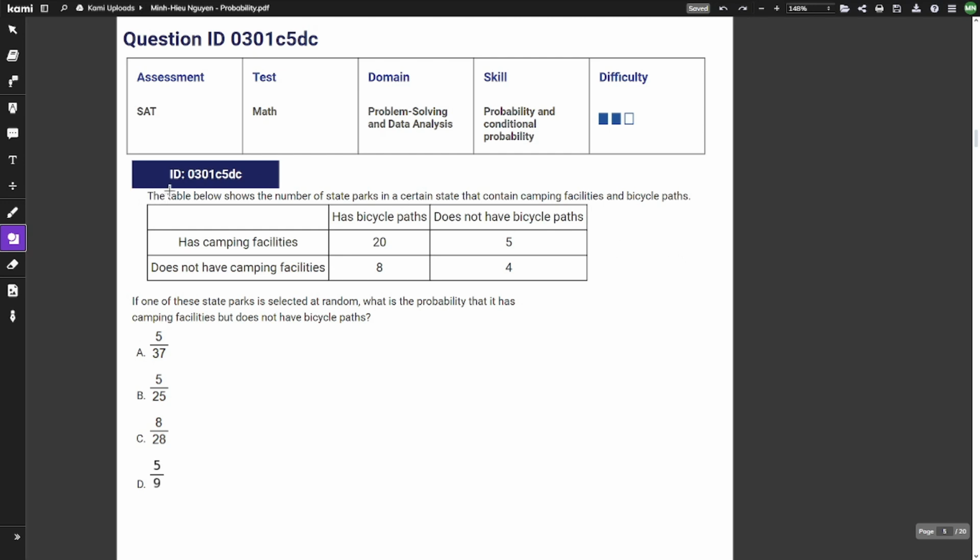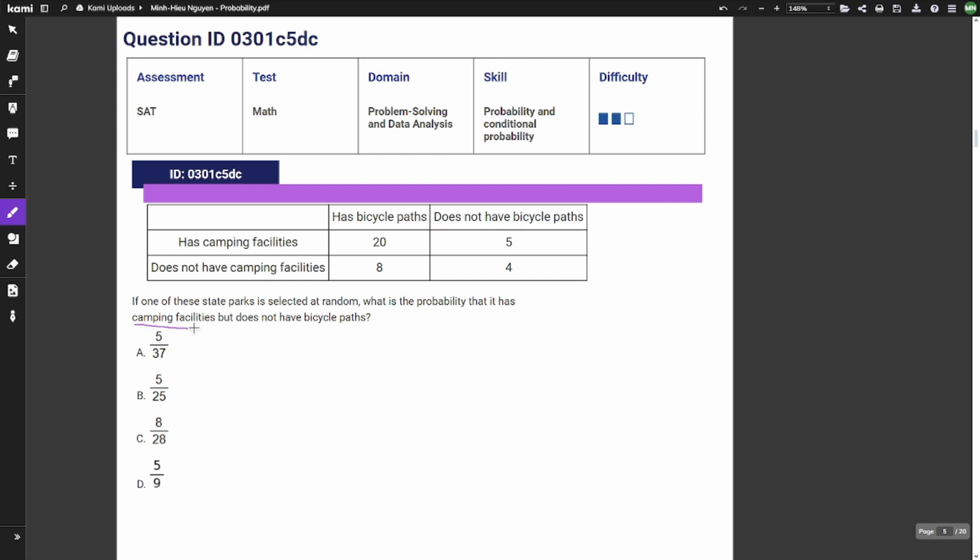Question number 5. The table below shows we don't care about any of that. If one of these state parks is selected at random, what is the probability that it has camping facilities but does not have bicycle paths? So, two pieces of information.